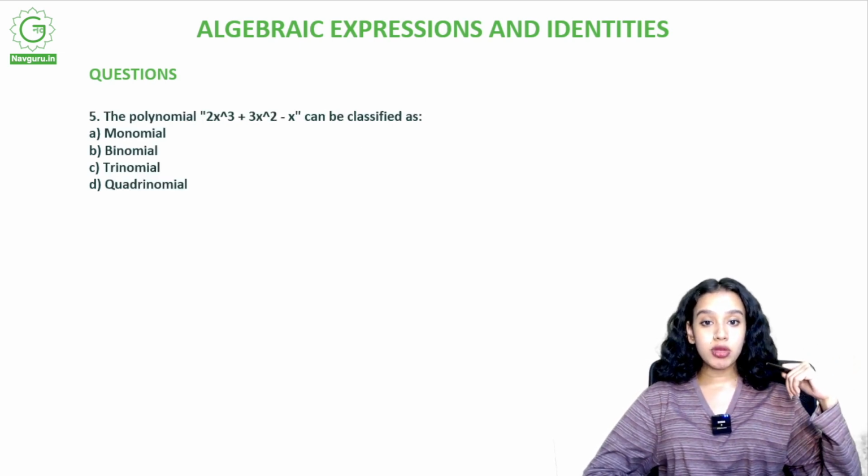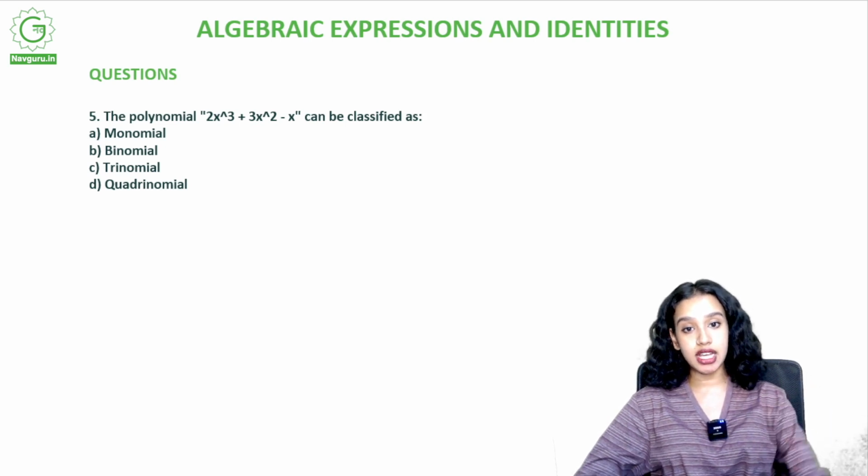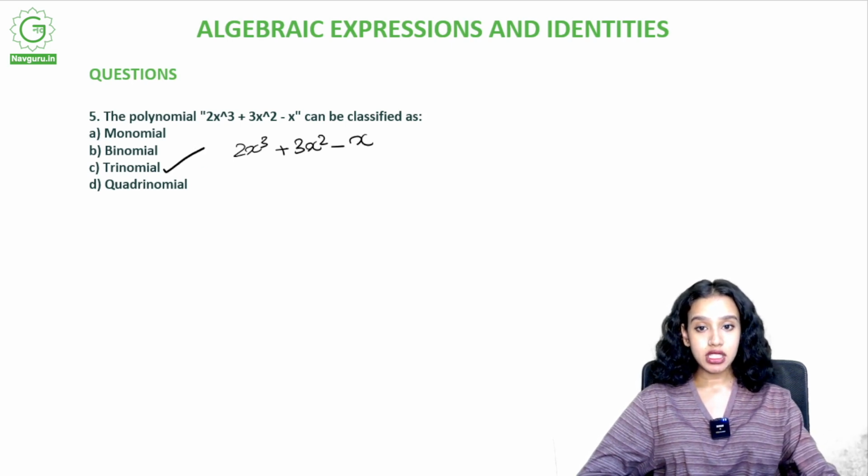Now the polynomial 2x cube plus 3x square minus x can be classified as. So how many terms do we have? We have 2x cube plus 3x square minus x. We have 3 terms, so this is a trinomial, right?